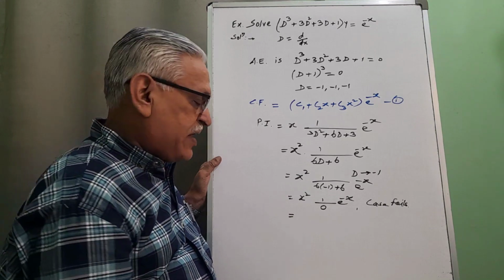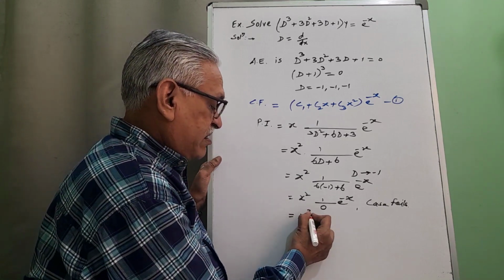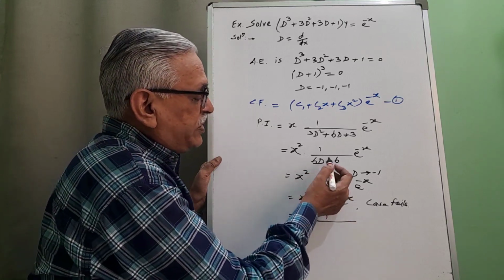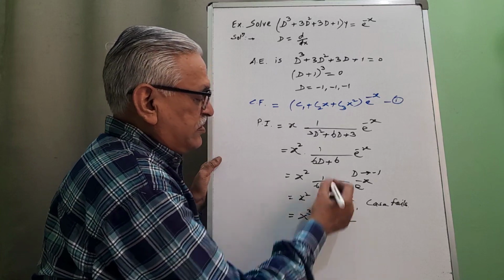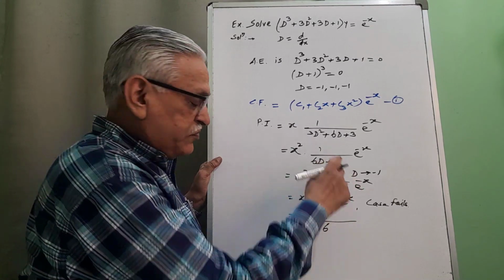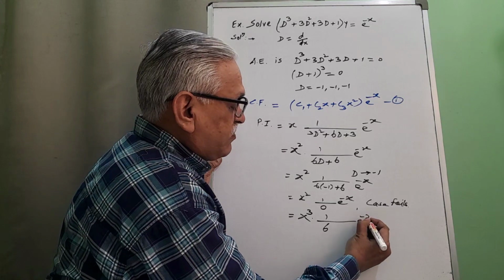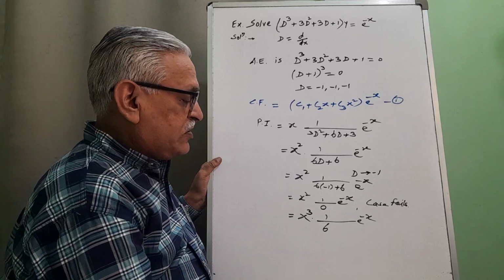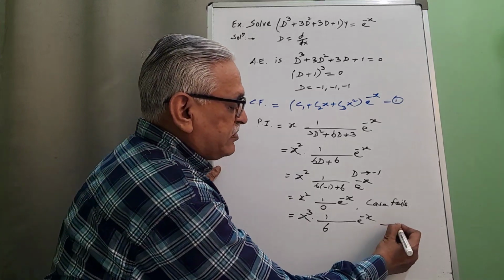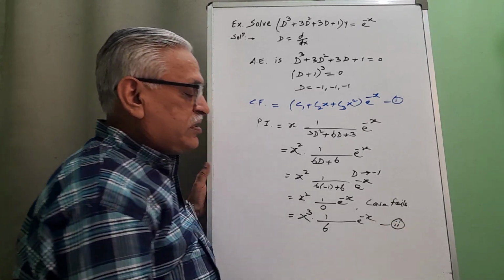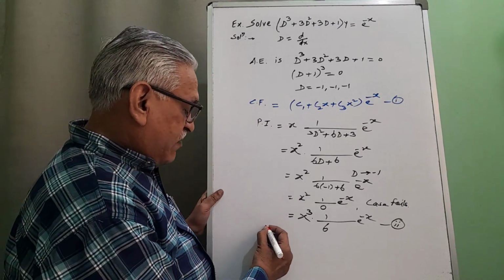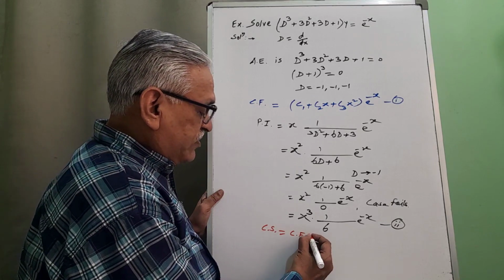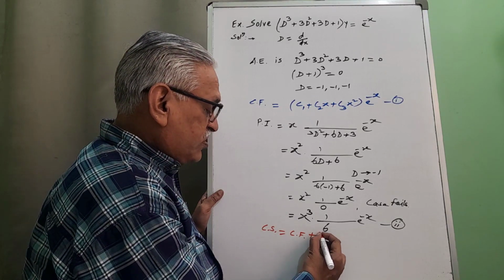We go to the next step: x³ · 1/ the derivative of this with respect to D, which is 6, and the derivative of the constant term is 0, which we operate on e^(-x). As we get a non-zero term in the denominator, we stop here and call this equation number 2, that is the PI. Then the complete solution is equation number 1, that is CF, plus equation 2, PI.